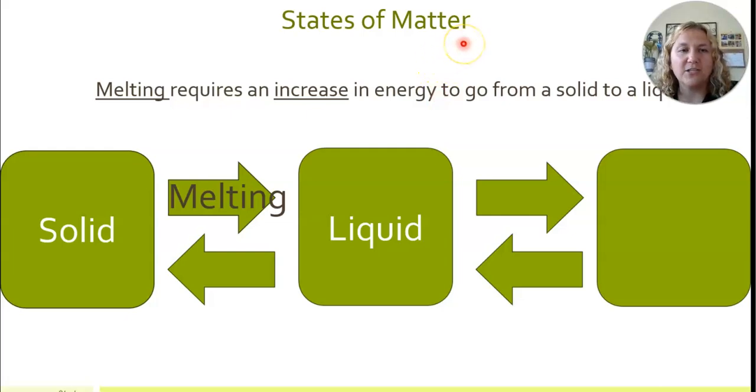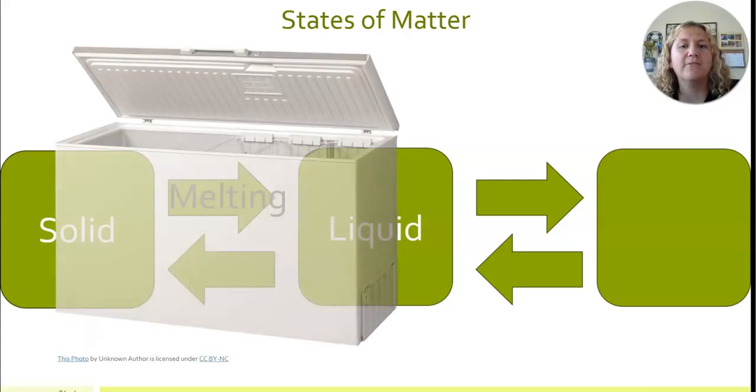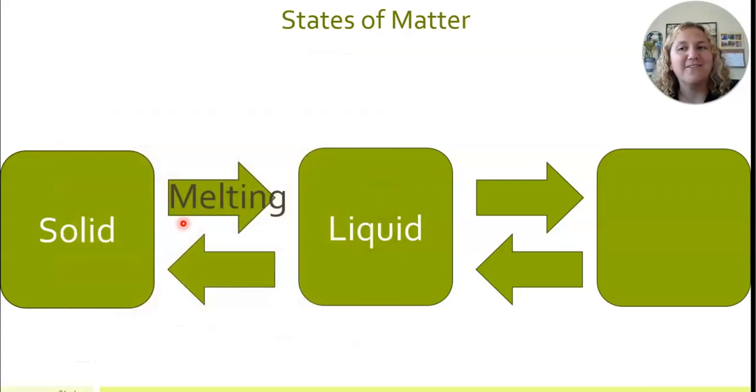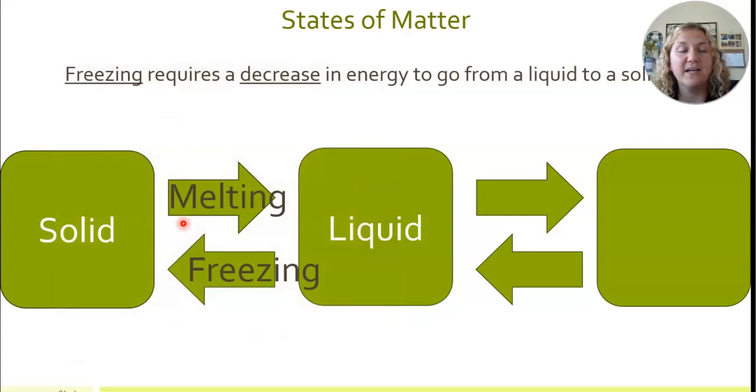So in this whole lecture, we're going to be talking about how we need either an increase of energy or a decrease of energy to change states of matter. So then we look at this arrow down here and we're going to ask what it is called when we talk about going from a liquid to a solid. And I just flashed the picture there just to give you guys a little bit of a hint, right? Does everyone have a freezer at their house? So when liquid water goes to solid form, we call that freezing. And freezing requires a decrease in energy to go from a liquid to a solid state.